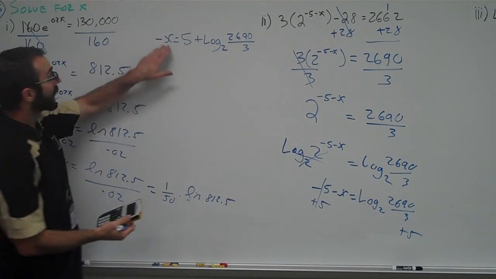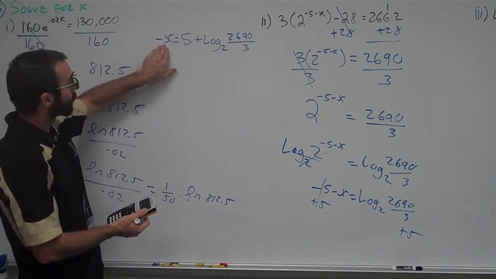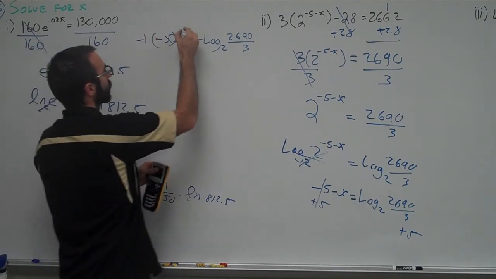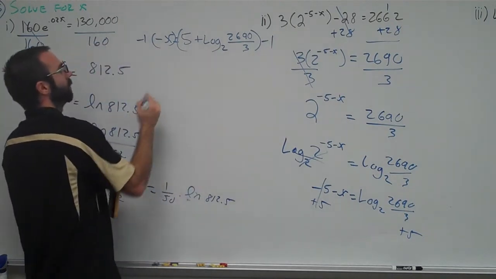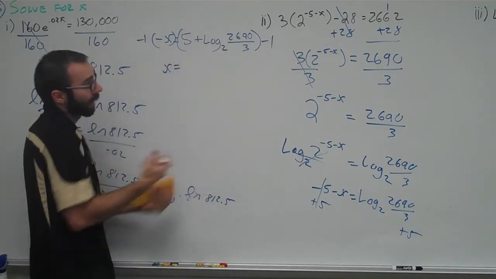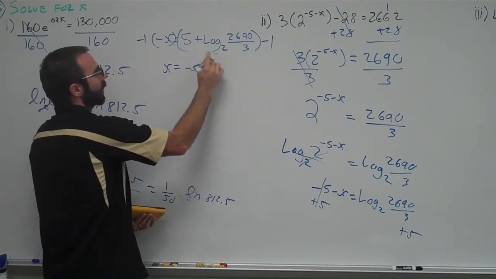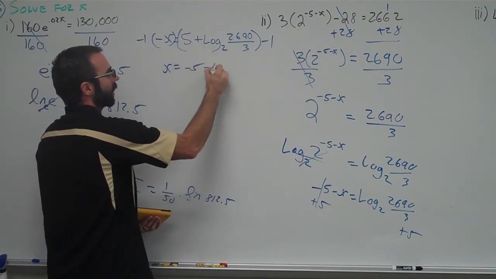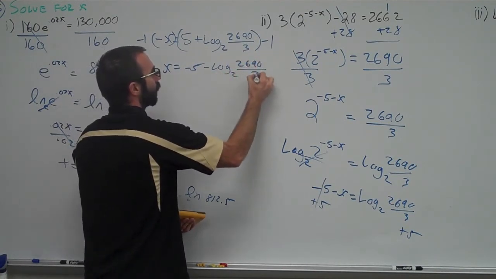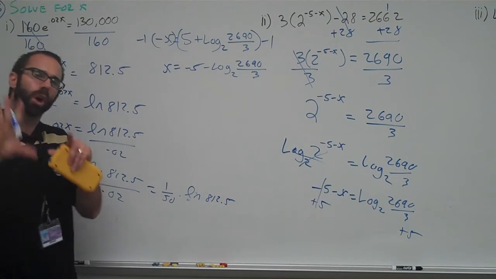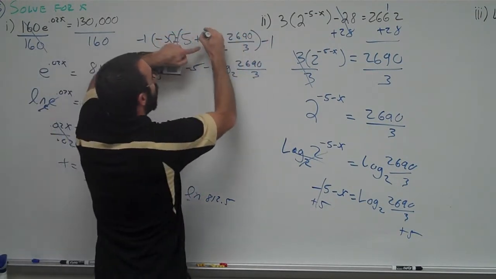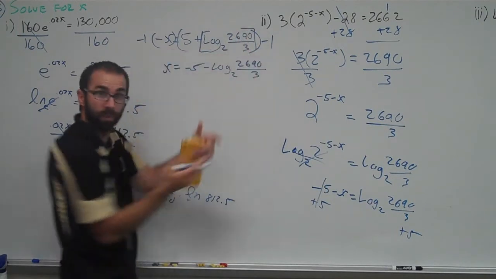And last but not least, let's go ahead and get rid of our negative x by dividing both sides by negative 1, or multiplying both sides by negative 1. So finally, x equals, it goes from a positive to a negative now when you multiply by negative 1, so negative 5. And it goes from a positive log to a negative log right there, so 2690 over 3. We don't multiply negative 1 by this because this is all supposed to be counted as one number, okay? And that's the reason why.